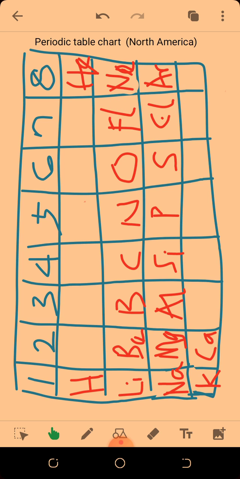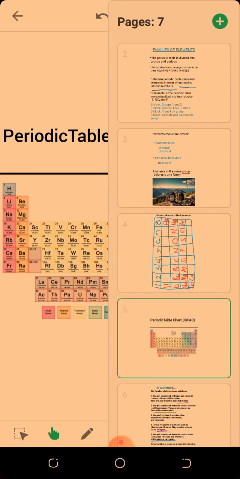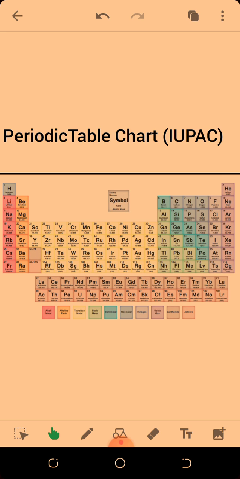This is the periodic table chart used in North America. However, the rest of the world uses this periodic table chart by the International Union of Pure and Applied Chemists, known as IUPAC, which shows that the periodic table has 18 columns. These are the 8 columns that are numbered, and these are the 10 unnumbered columns, which are the groups between groups 2 and 3 that form the transition group in the D block of the periodic table.